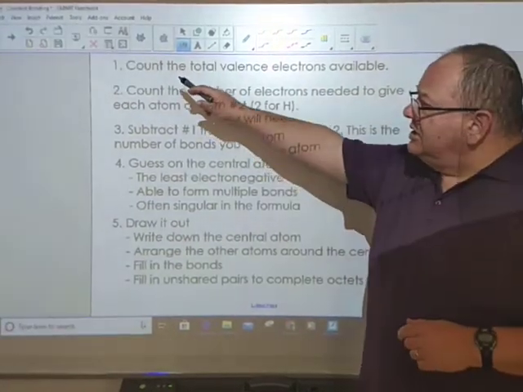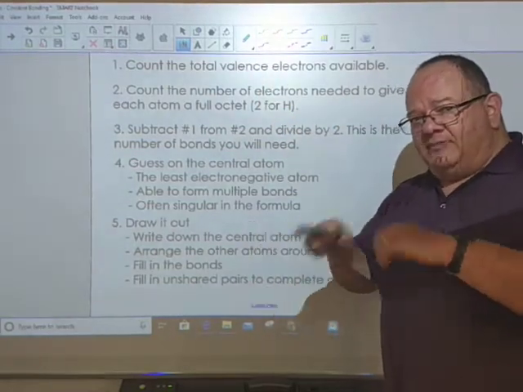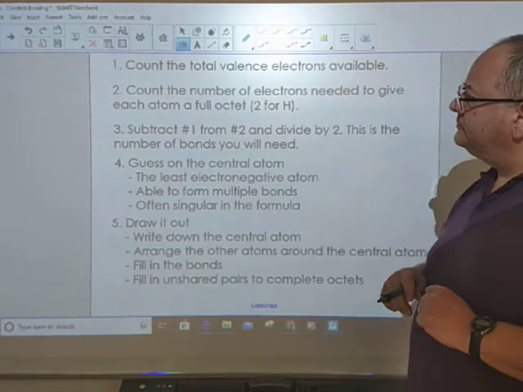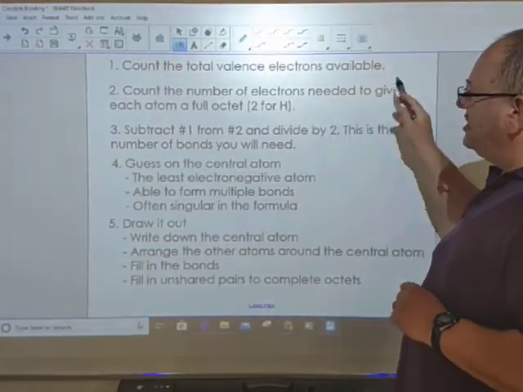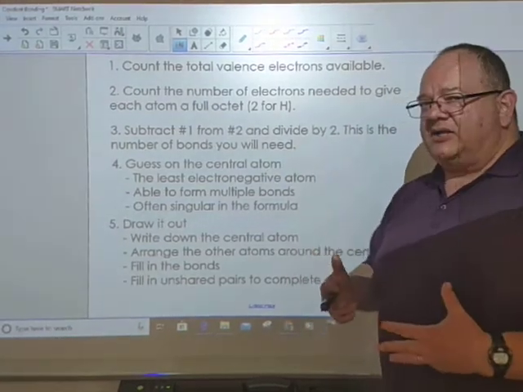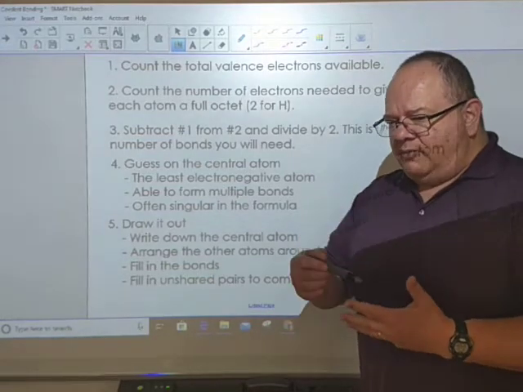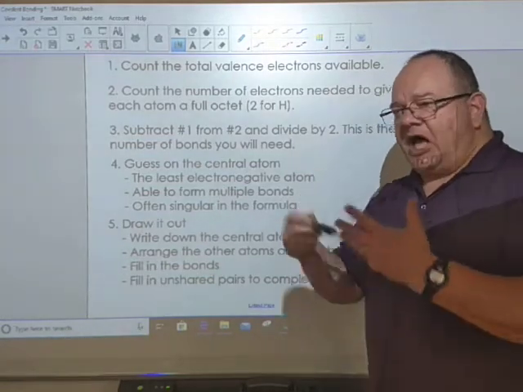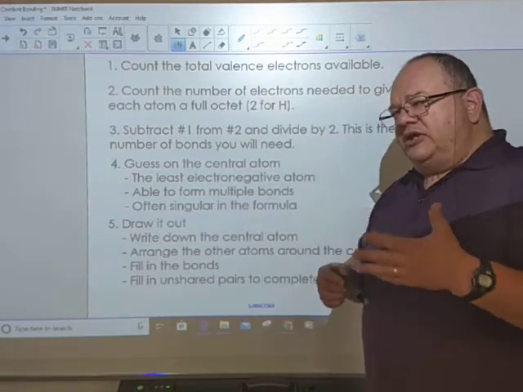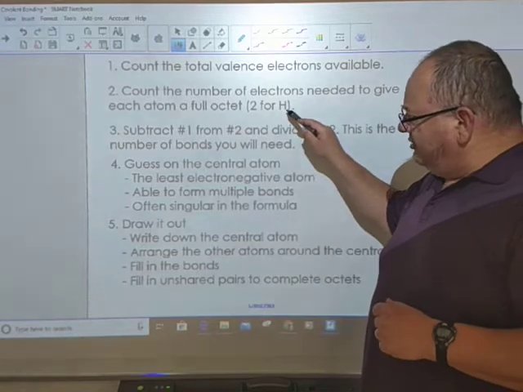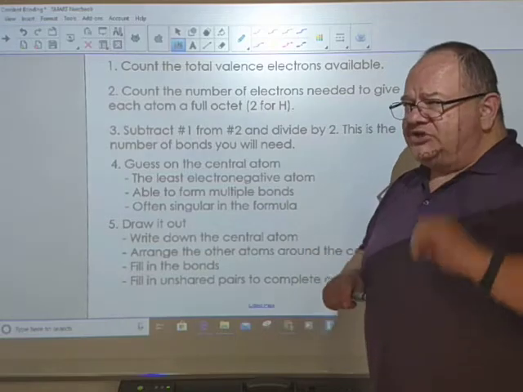1. Count the total valence electrons available. That means all the atoms, all the valence electrons. 2. Count the number of electrons needed to give each atom a full octet. So, if I wanted carbon to get an octet, and hydrogen or oxygen an octet, or nitrogen an octet, or chlorine an octet, that's 8 electrons for each. Now, if I were looking at a hydrogen, instead of 8, I'm only looking for 2. That'll make more sense when I do examples.